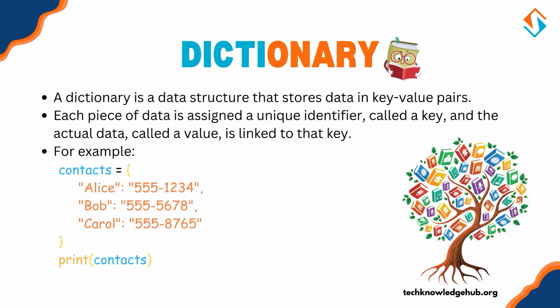So let's start with the basics. What is a dictionary in Python? A dictionary is a data structure that stores data in key value pairs. Each piece of data is assigned a unique identifier called a key, and the actual data, called a value, is linked to that key. We can think of it like a real dictionary, where each word, the key, is linked to its definition, the value.